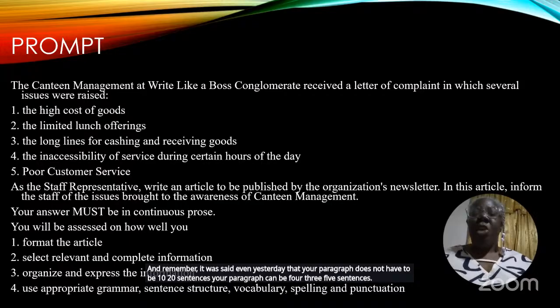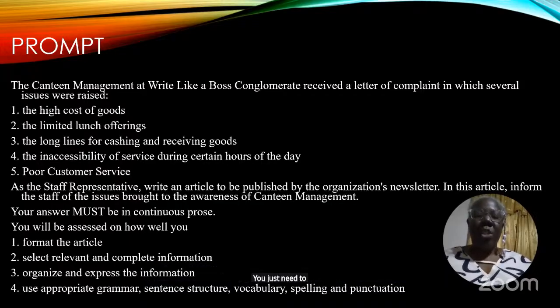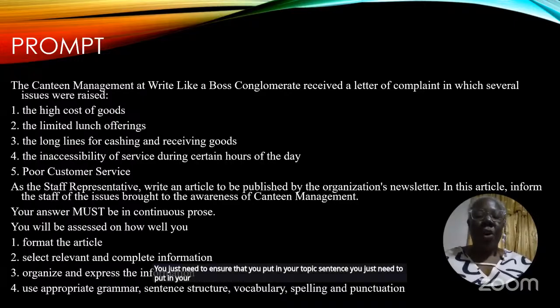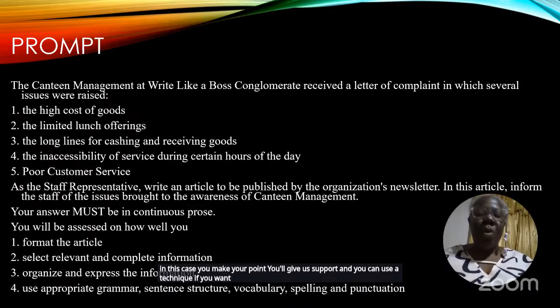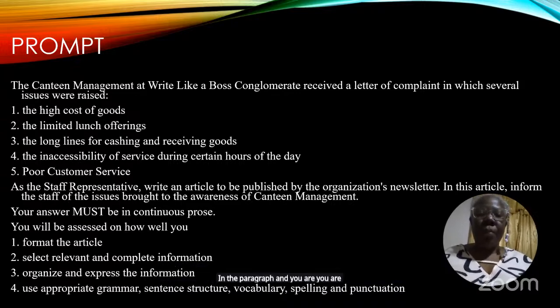That's what I was trying to explain to you. Just ensure that you put in your topic sentence. You just need to put in your topic sentence and your support. So you make your point, you give a support, and you can use a technique if you want in the paragraph, and you are good to go. All right. Have I answered your question so far? Yes, miss.